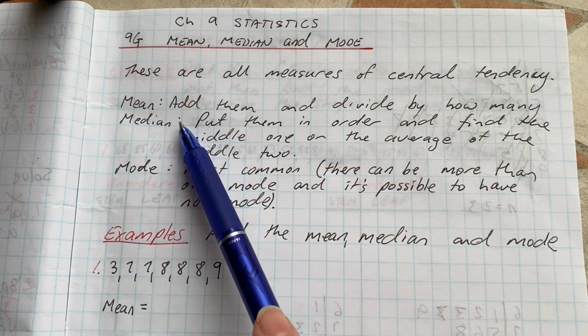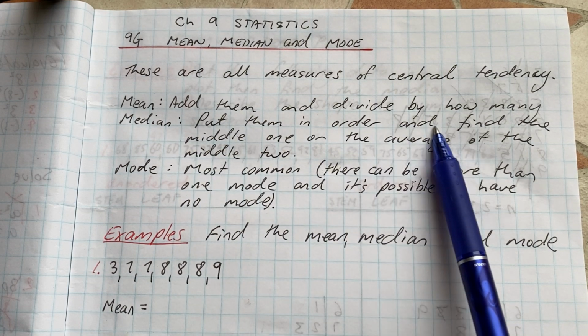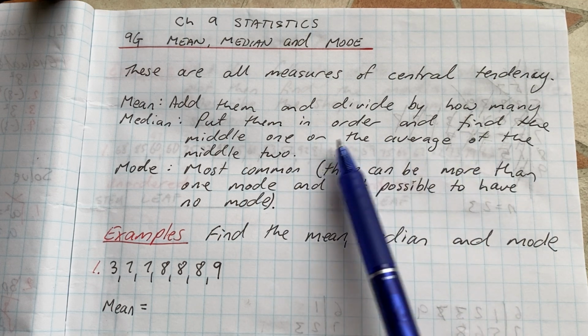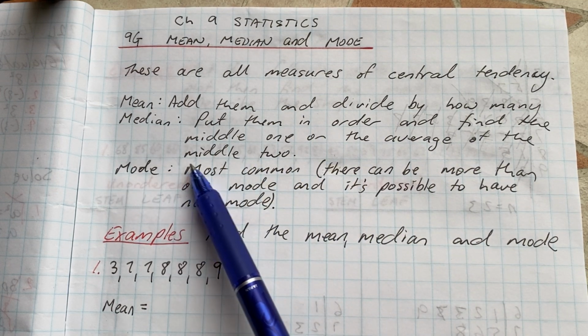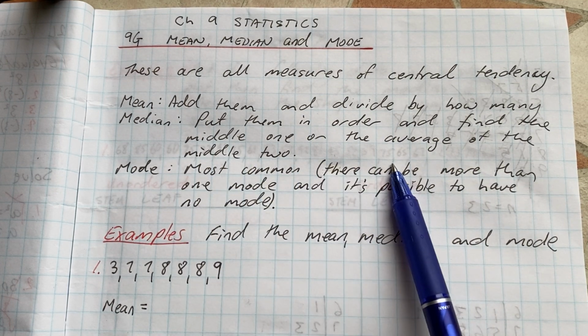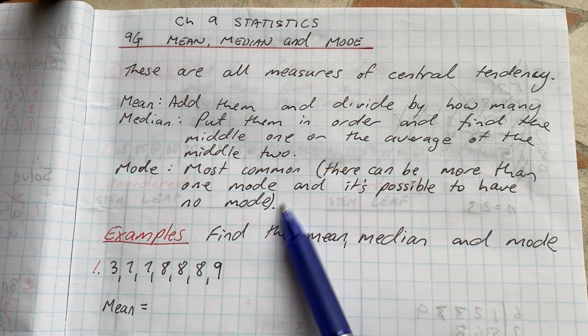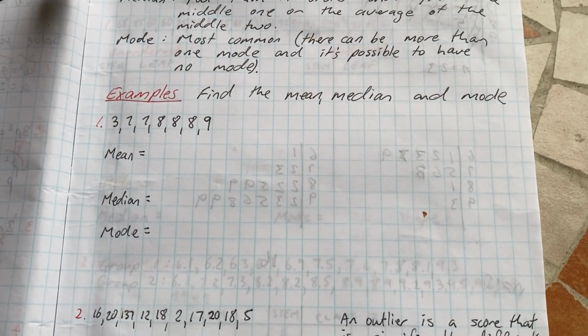The median, you put them all in order, and then you find the middle one, or if there's not a middle one, the average of the middle two. And the mode is the most common. There can be more than one mode, and it's possible to have no mode at all. So here are some examples.